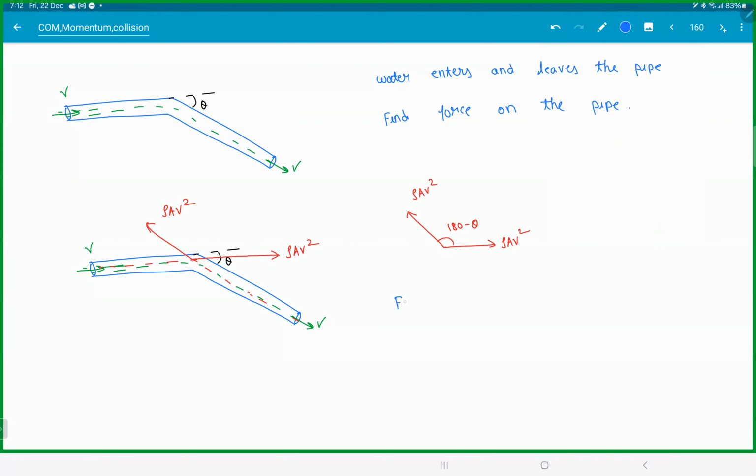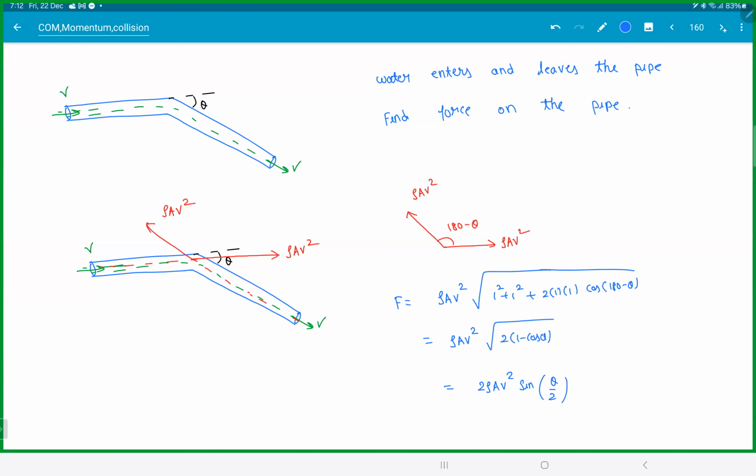You can use the parallelogram law of vectors. Rho A v square times root over 1 square plus 1 square plus 2 into 1 into 1 into cos of 180 minus theta, where I took out rho A v common. It will be rho A v square times root of 2 into 1 minus cos theta. 1 minus cos theta is 2 sin square theta by 2. That's your answer. Yeah, Aryan, you got that. Check it out. I removed rho A v square common.